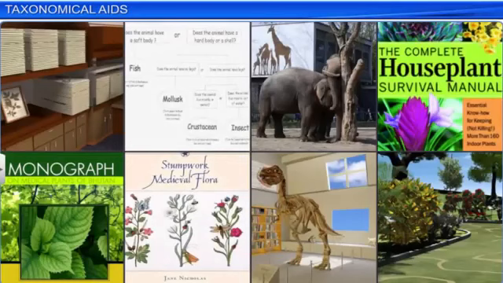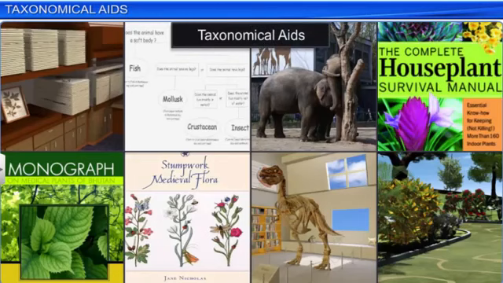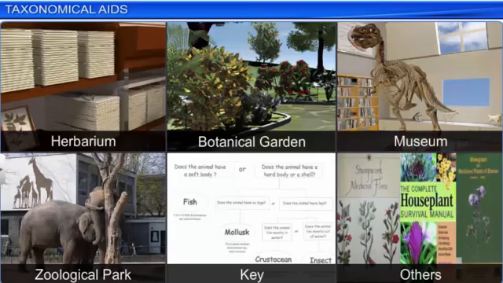Over the years, biologists have developed many methods and techniques that help in taxonomic studies. These are also known as taxonomical aids. Herbariums, botanical gardens, museums, zoological parks, and keys are some examples of taxonomical aids. Let's learn a little more about these aids.